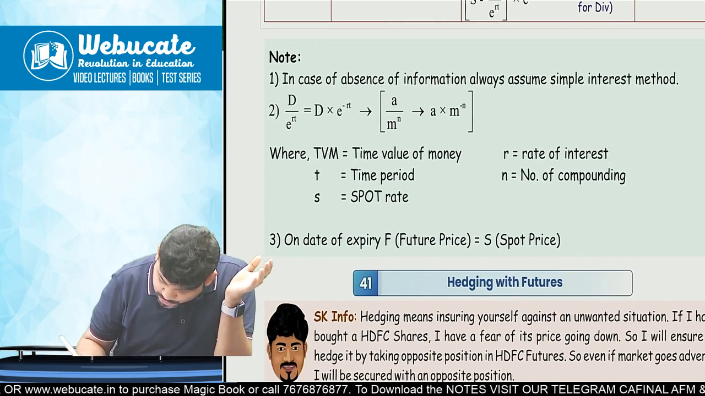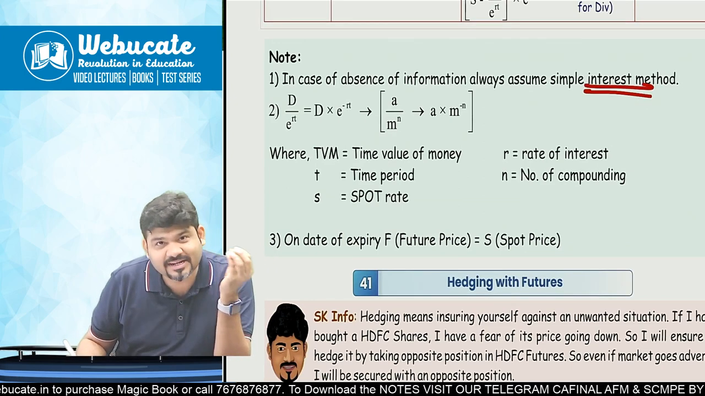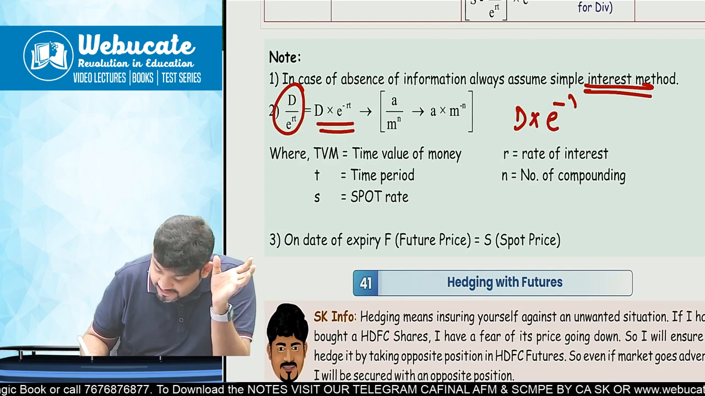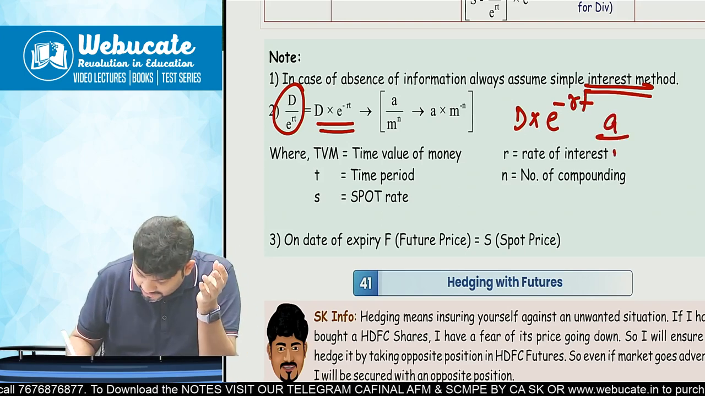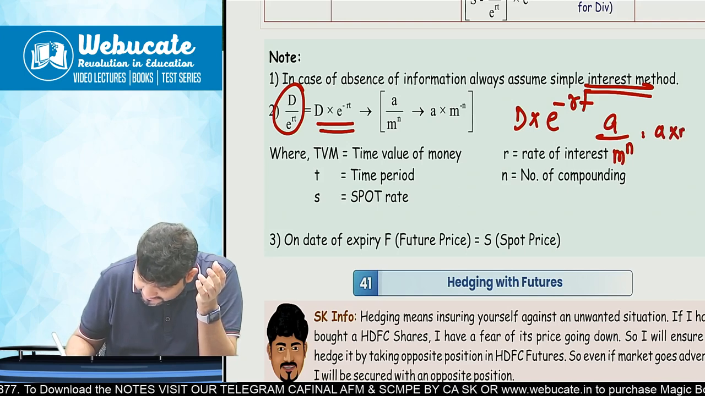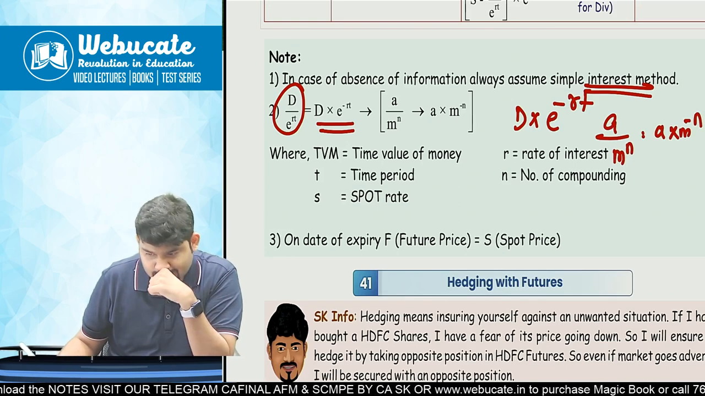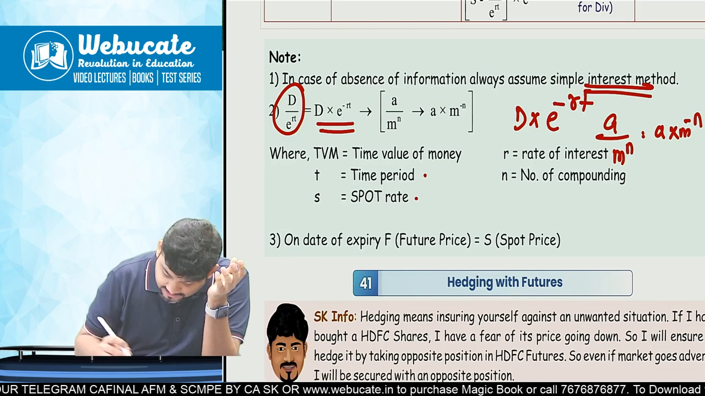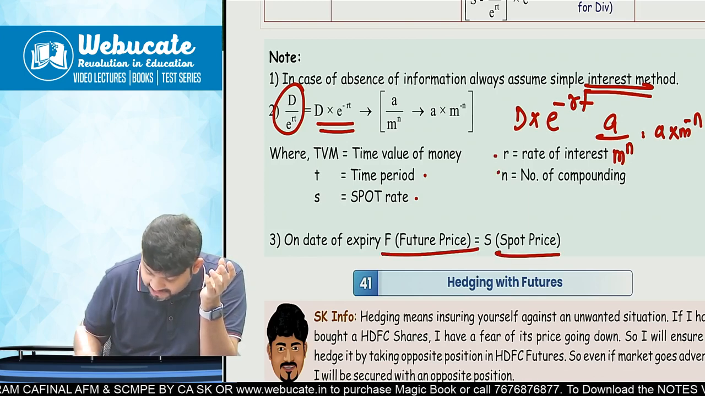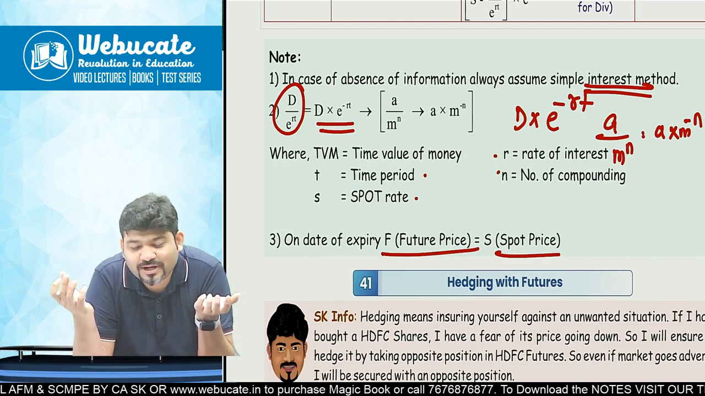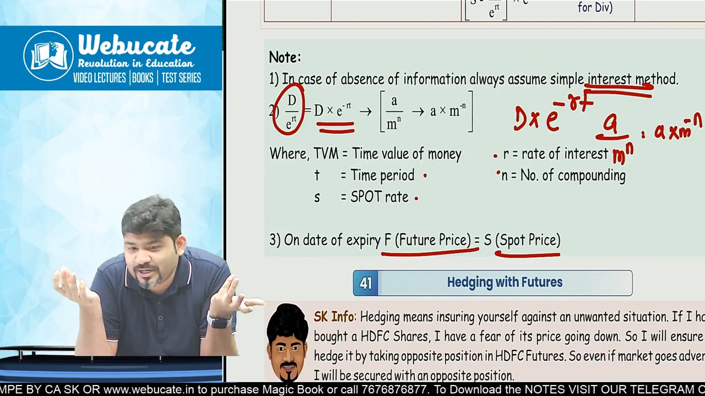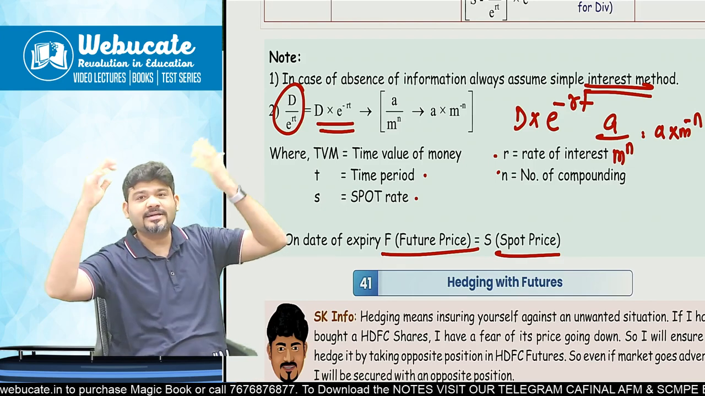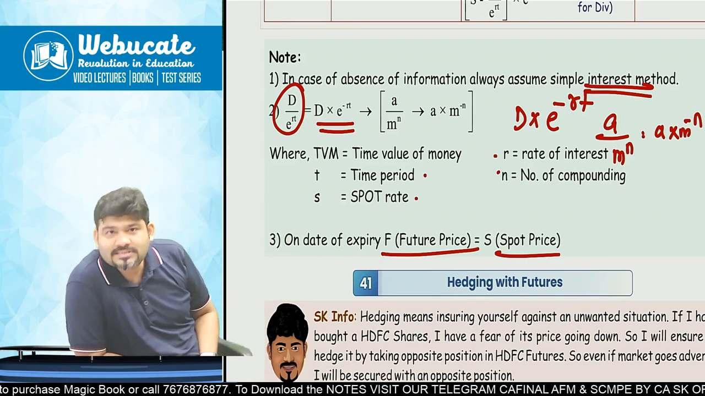Some notes, let's go through those notes. In the absence of information, always assume the simple interest method. I told you, that's what they are going to ask. This D upon e raised to rt can also be written as D into e raised to minus rt, just like a raised to mn can also be written as a into m raised to minus n. That's okay. So time period, spot, rate of interest, number of compounding, all of this is there. On the date of expiry, future price is equal to spot price, because now there is no interest component, no dividend component, or no opportunity cost component. With this, we complete another concept called theoretical future price, TFP.